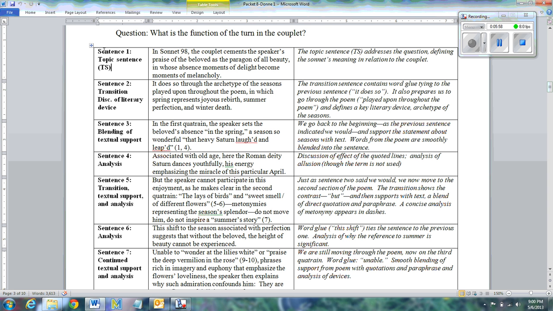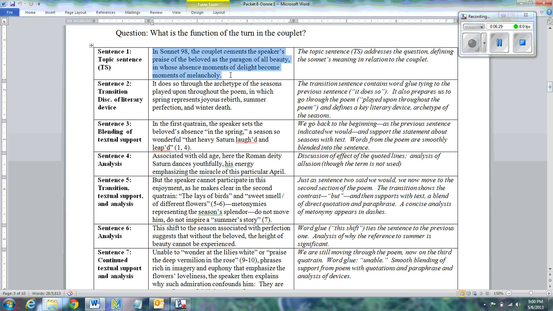All right, so sentence one then is the topic sentence, TS for short. And that has to answer the question directly. Think of it as like a mini thesis controlling the whole paragraph. So the question is, what is the function of the turn in the couplet? So I have to say what it is, and I do that. I also use the name of the poem. In Sonnet 98, the couplet cements the speaker's praise of the beloved as the paragon of all beauty, in whose absence moments of delight become moments of melancholy.